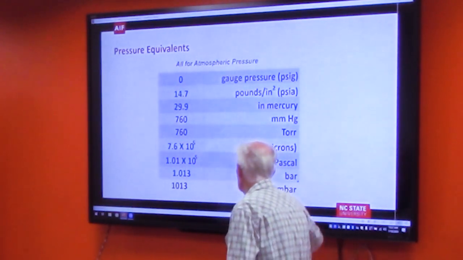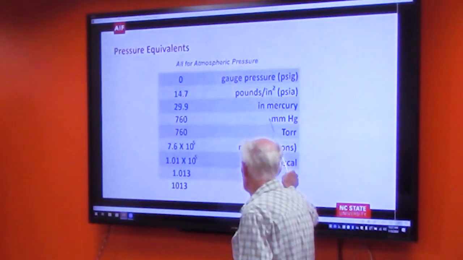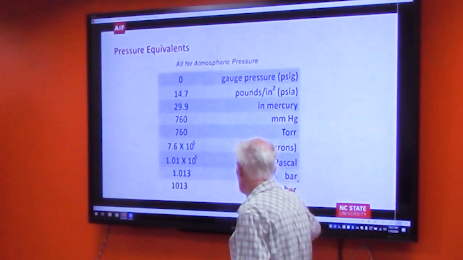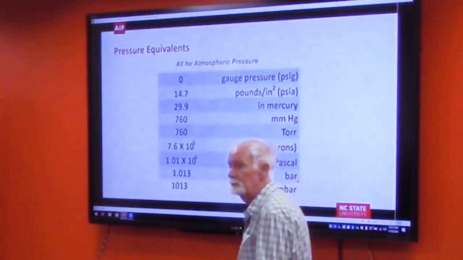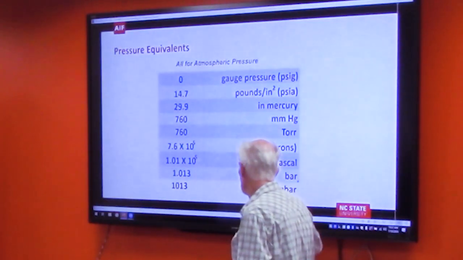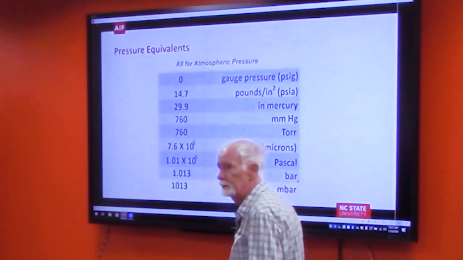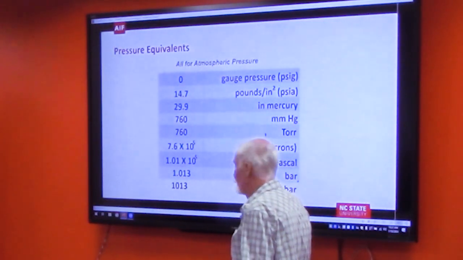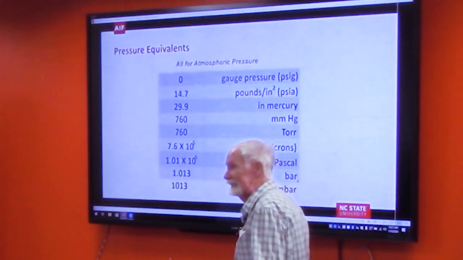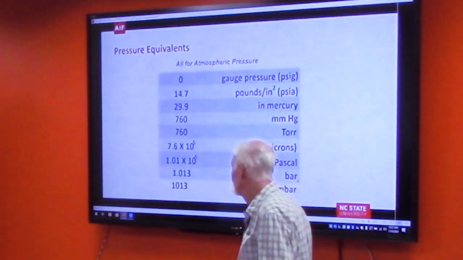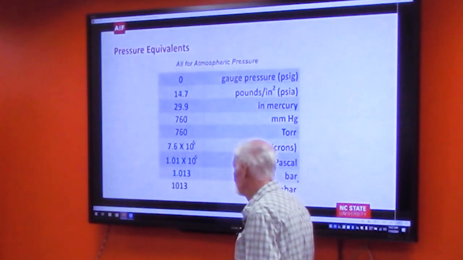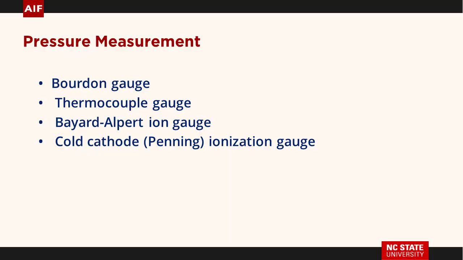Gauge pressure, pounds per square inch, inches of mercury, millimeters of mercury, torr, millitorr, Pascal, bar. If you're writing a technical paper, I think they all want them to be in Pascal or bar. I kind of grew up with torr. It's still very commonly used, so you'll see that in most of the slides here, but you can make the conversion.